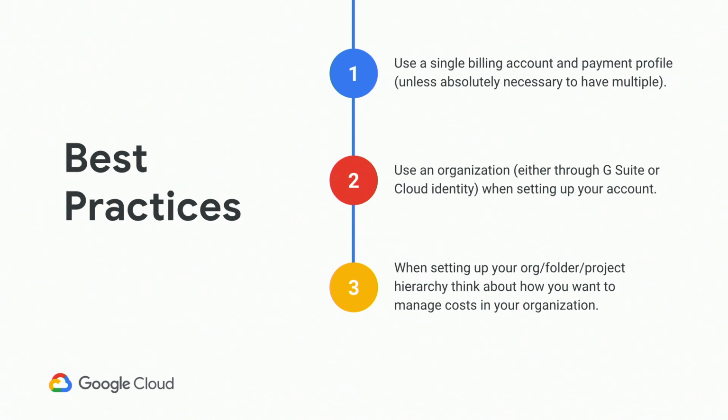Then try to use an organization. You can set it up through G Suite or Cloud Identity, and that'll help you get more control on your organization, set up more structures, policies, and permissions. And then finally, when you're setting up your organizational hierarchy, think about how you want to allocate costs in your organization. Could be by geography, environment, application, and then make sure that your project and organizational hierarchy reflect the way you want to manage costs, if that's what you choose to do.